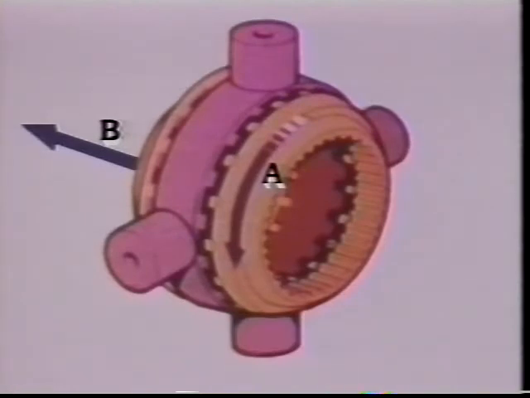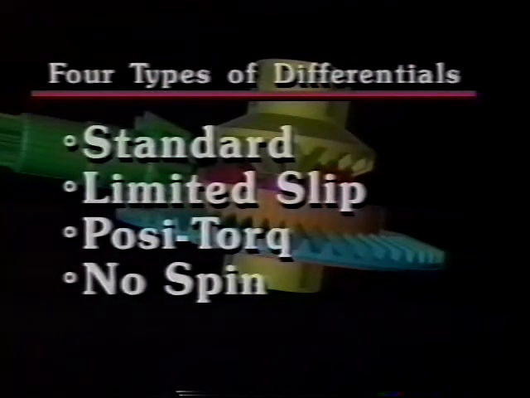As soon as clutch member B returns to the same speed as clutch member A, the holdout ring will slide back over the large slots in the center cam and the return spring will push clutch member A back into place. Both wheels will turn at the same speed. So there you have a basic explanation of the standard differential, the limited slip differential, the posi-torque limited slip differential, and the no-spin differential.